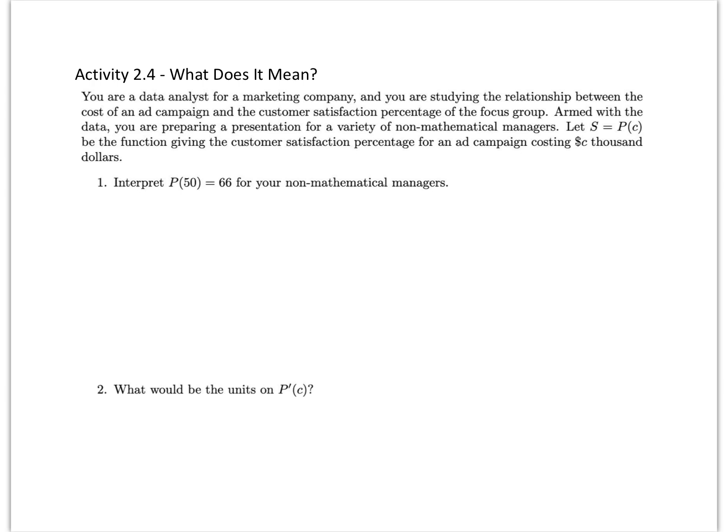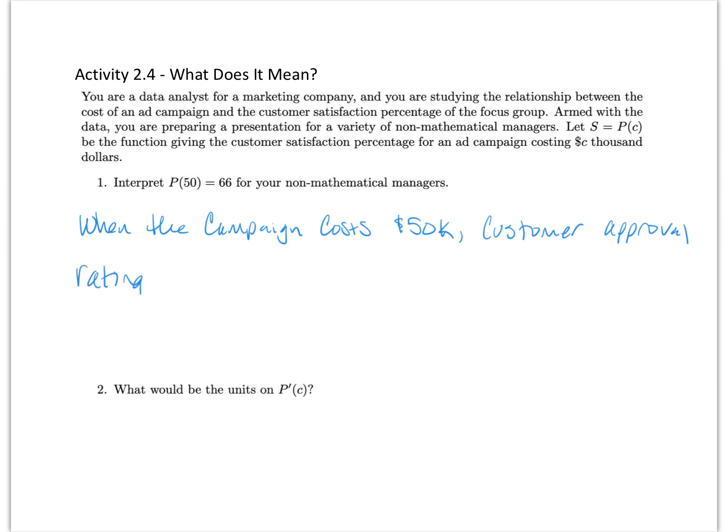So there's no derivatives in here, so I don't have to think about rates of change. This is just the function itself, S equals P of C. So 50 is the C, which is the cost of the campaign. So when the campaign costs $50,000, customer approval rating, which is the S, is 66%.